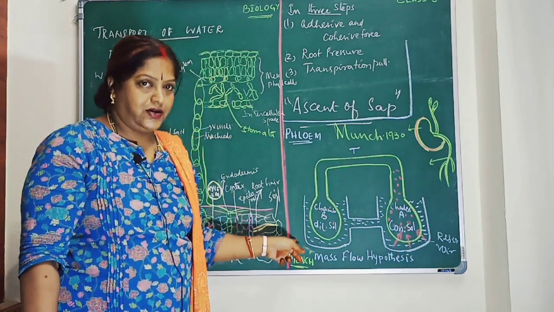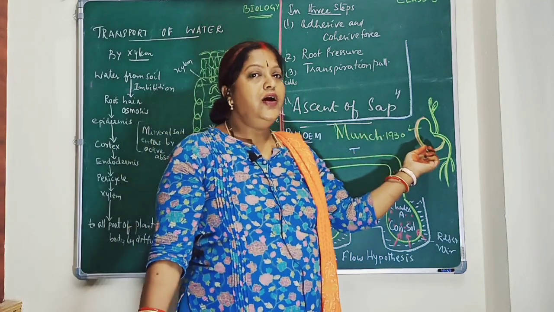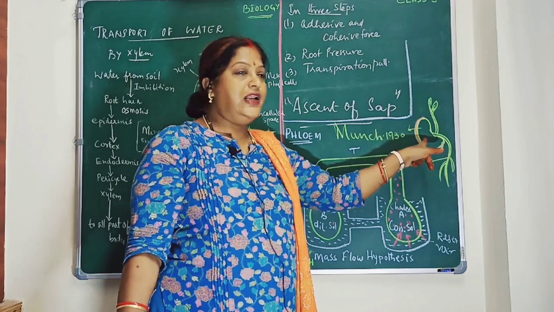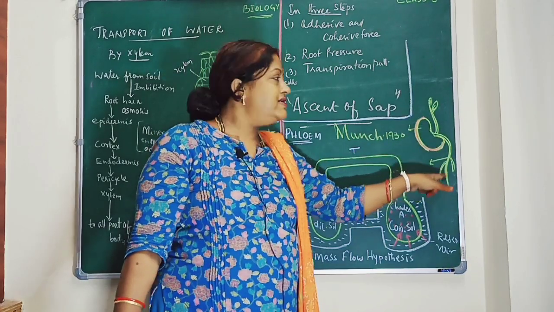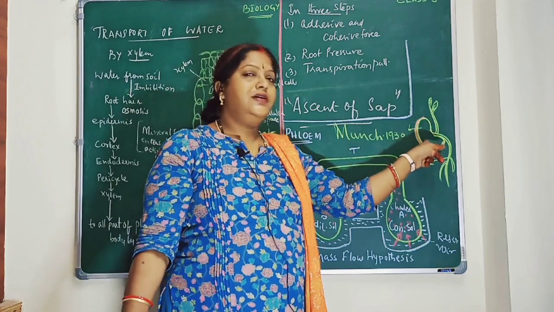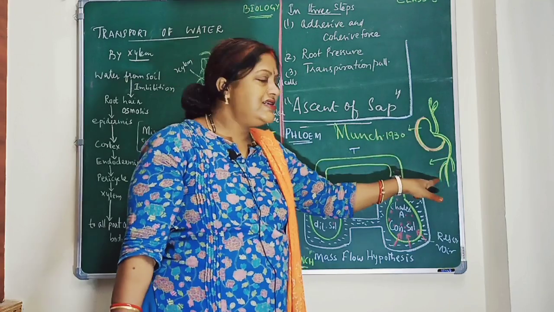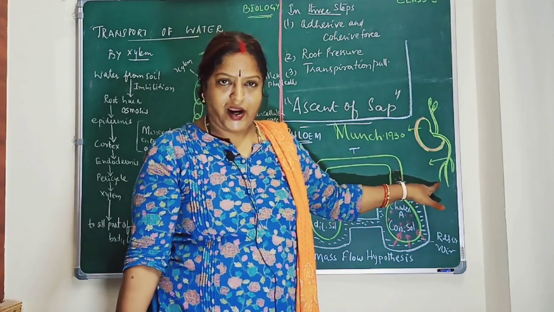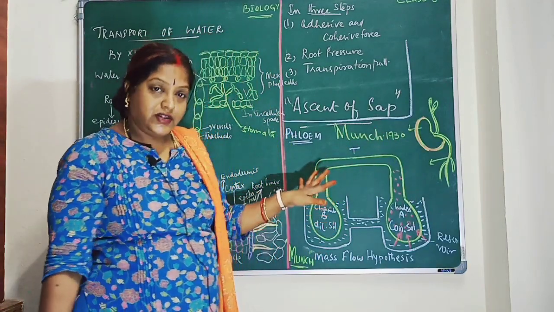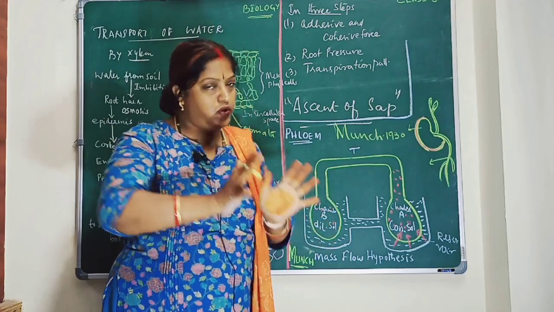So the mass flow hypothesis explains the transport of organic solute from the site of source to the site of sink. Even in germinating seeds, he said that the transport of food material takes place from the cotyledons to the radicle and the plumule. This is the source because the reserved food material is present in the seed here, and this is the sink because the food is required here. Understood, children? So this is how the food material transports from the source to sink.